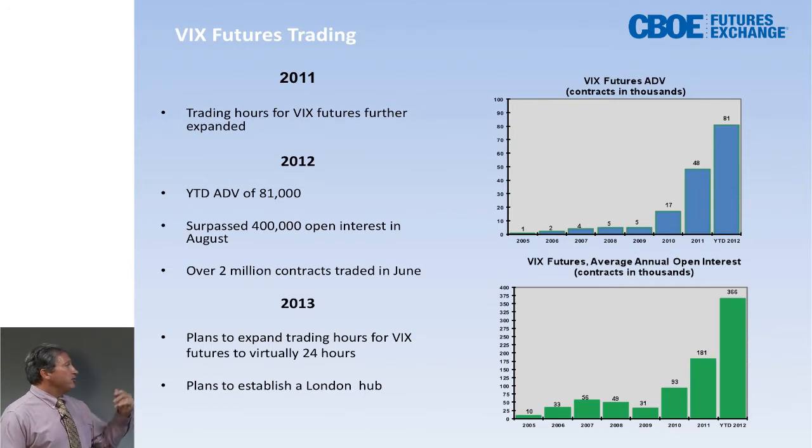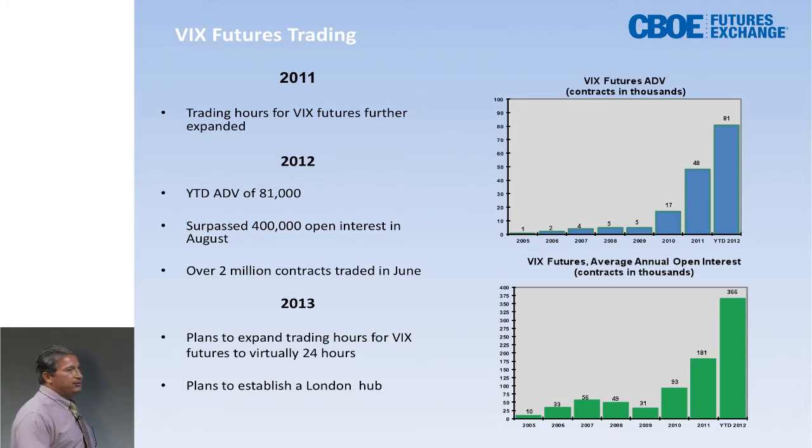So that helps jumpstart numbers like our year-to-date average daily volume of 81,000 contracts, which I think is probably closer to 85,000 contracts right now. And do the math, this is a $1,000 contract, so that's more than a significant amount of vega that flows through the VIX futures on any given day.